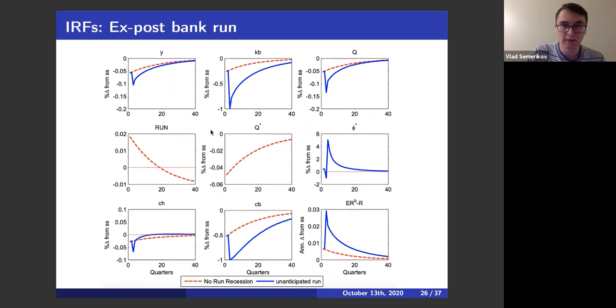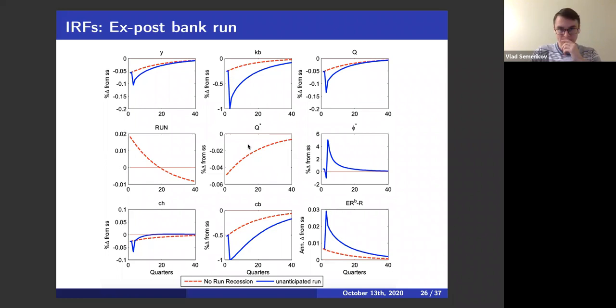And again, the negative Z shock depresses net worth. It also depresses Q star, the recovery asset price, which gives rise to the bank run equilibrium. And as soon as it happens, the bank's capital stock basically goes to zero, and all the capital stock goes to households. The credit spread rises even more significantly in comparison with the no run recession. Everything is more severe than in the no run case.